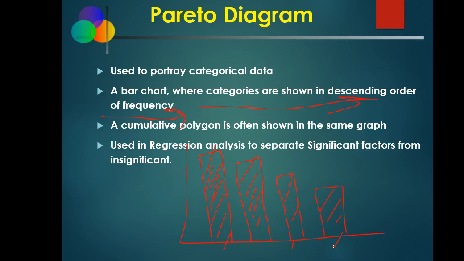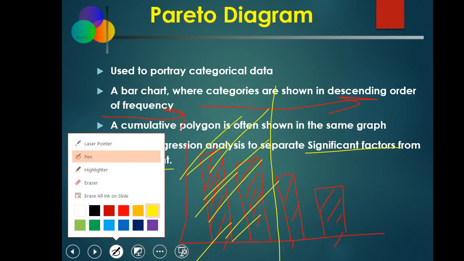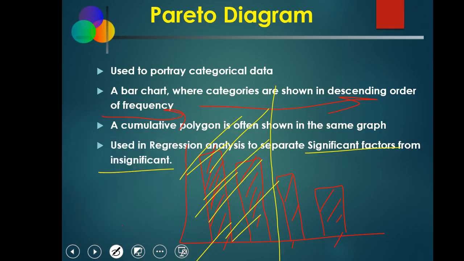Now in the case of the Pareto chart, if we go toward advanced analysis, we can also separate significant data from insignificant data, or in fact not the data but the factors, significant factors from insignificant factors. We can say that the first two factors with the higher frequency are basically the significant factors, and the remaining two are insignificant factors. So we can make a threshold of that.